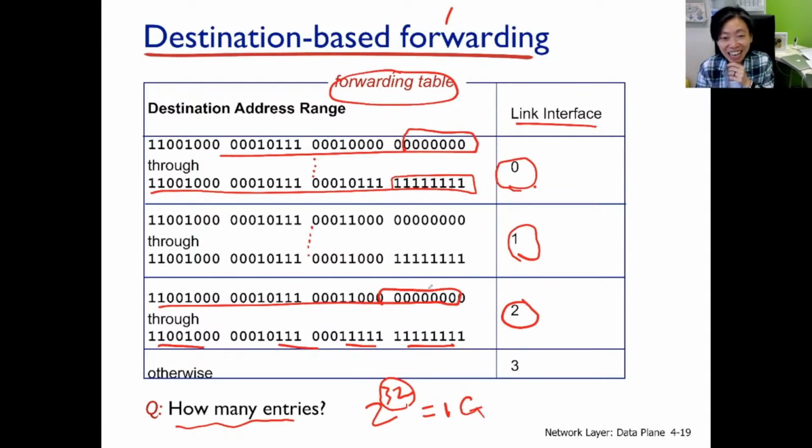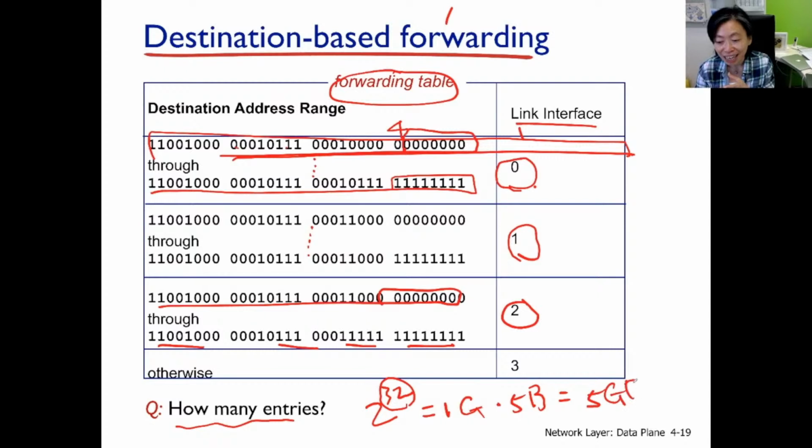And each entry might require 4 bytes, 4 8-bit bytes. That means at least 4 bytes, and maybe another byte here for the link interface. So each entry here needs to be at least 5 bytes. So 1 gig entries times 5 bytes would be 5 gigabytes at least, just to keep the forwarding table. So the input port network card there is going to require not just a high-speed lookup processor, but also a lot of memory space.